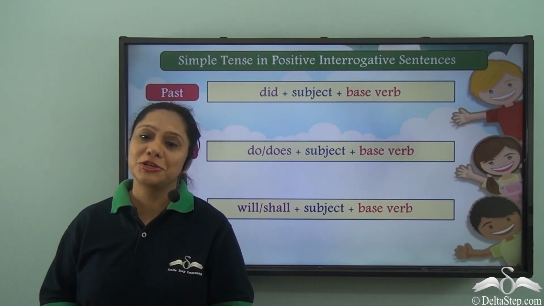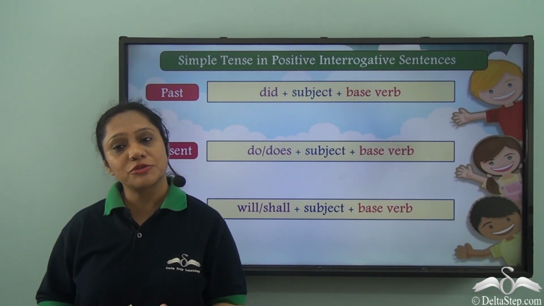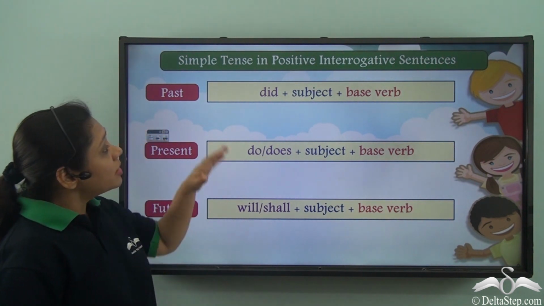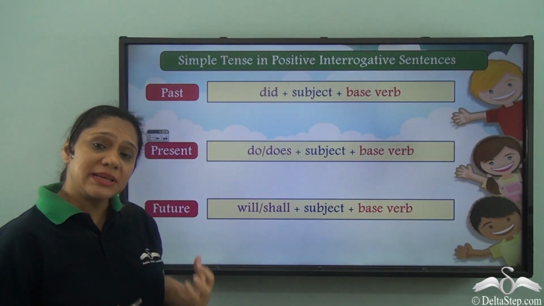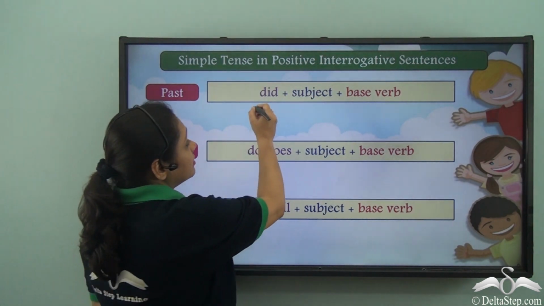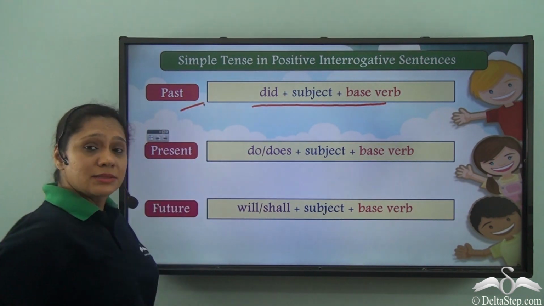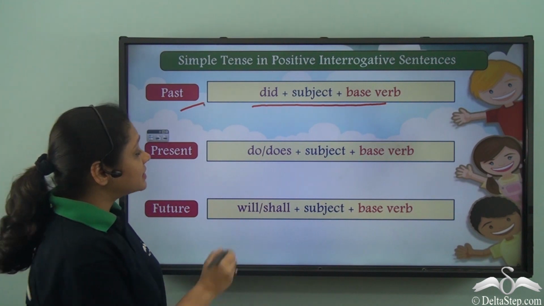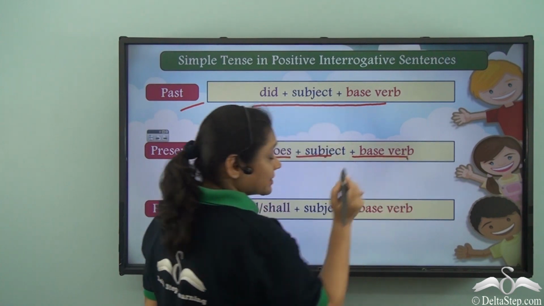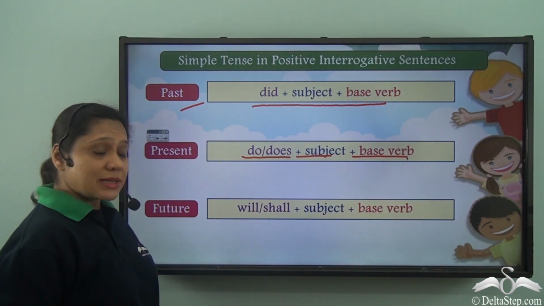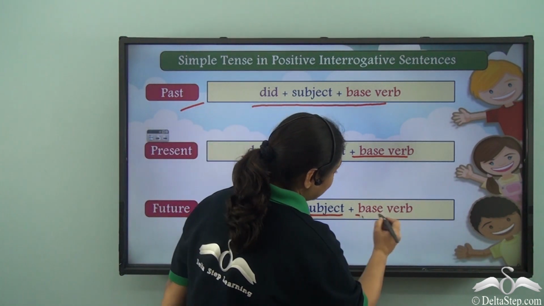So what did we learn today? Today we have learned the use of simple tenses in interrogative sentences. So the simple tense in positive interrogative sentences have the sentence forms as did followed by the subject followed by the base verb in the past tense. In the present tense it is do or does followed by the subject and then the base verb. In the future tense it follows will or shall followed by the subject and then the base verb.